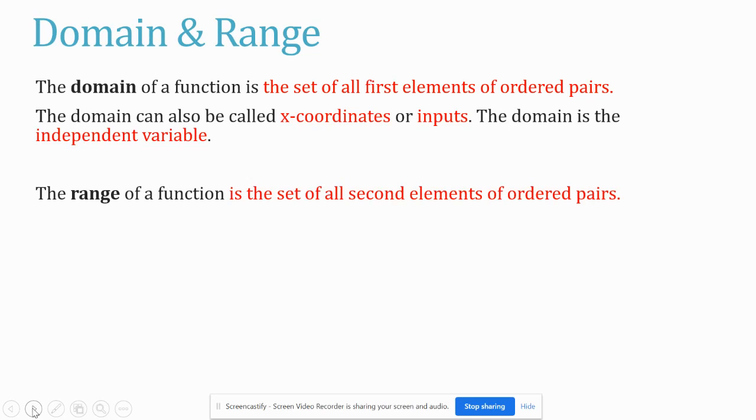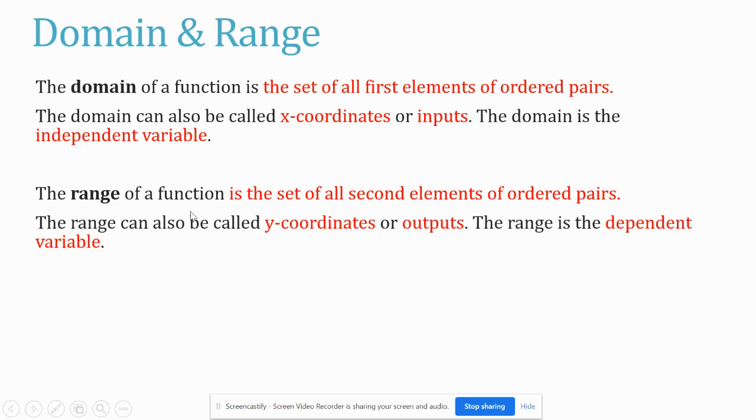Okay, so the range is the opposite. It's the set of all the second elements of ordered pairs. The range can also be called the y-coordinates or outputs. The range is the dependent variable. So domain, x values, range, y values.